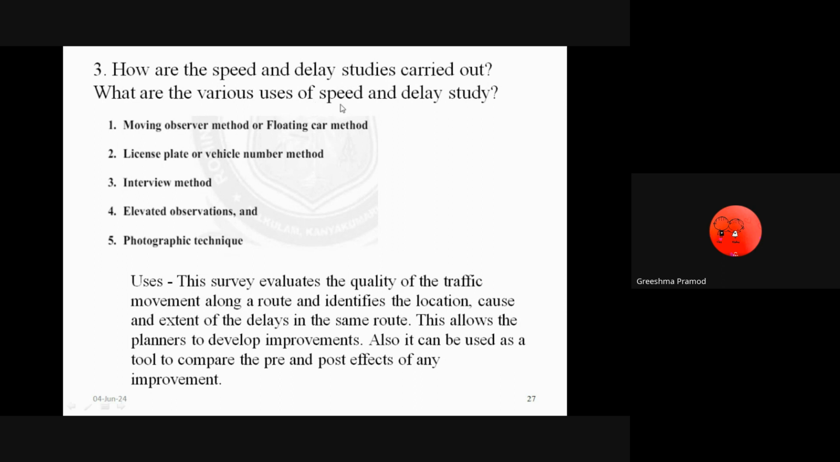What are the uses of speed and delay studies? This survey evaluates the quality of the traffic movement along the route and identifies the location, cause and extent of the delays in the same route. This allows the planner to develop improvements. Also, it can be used as a tool to compare the pre and post effects of any improvement. So for that, we do the speed and delay studies. Please refer to traffic surveys. We have different types of surveys, which are given to you. Please refer to that.